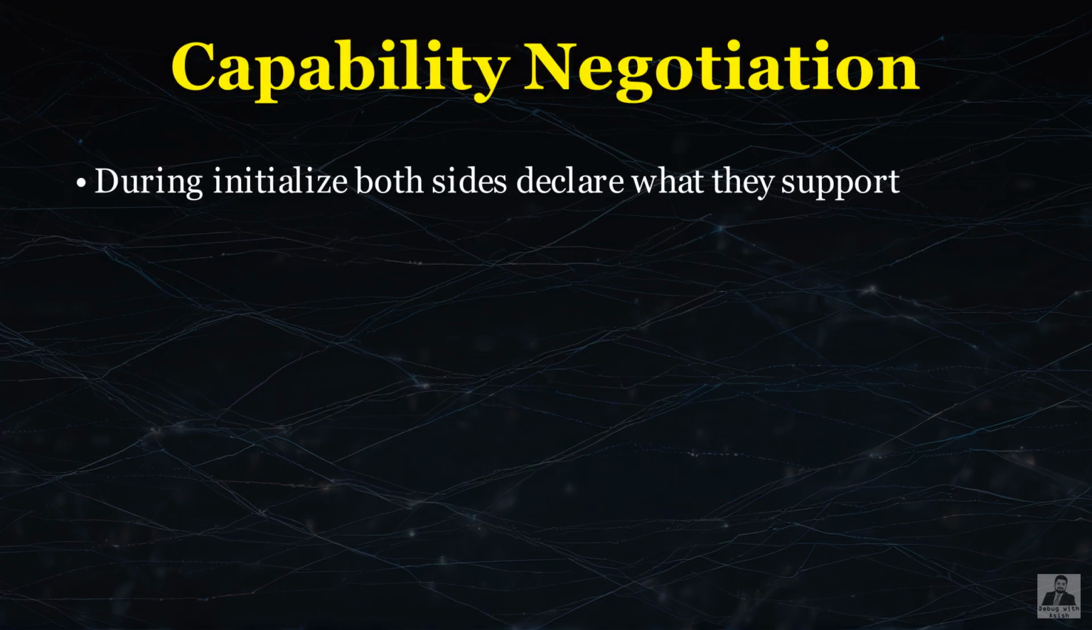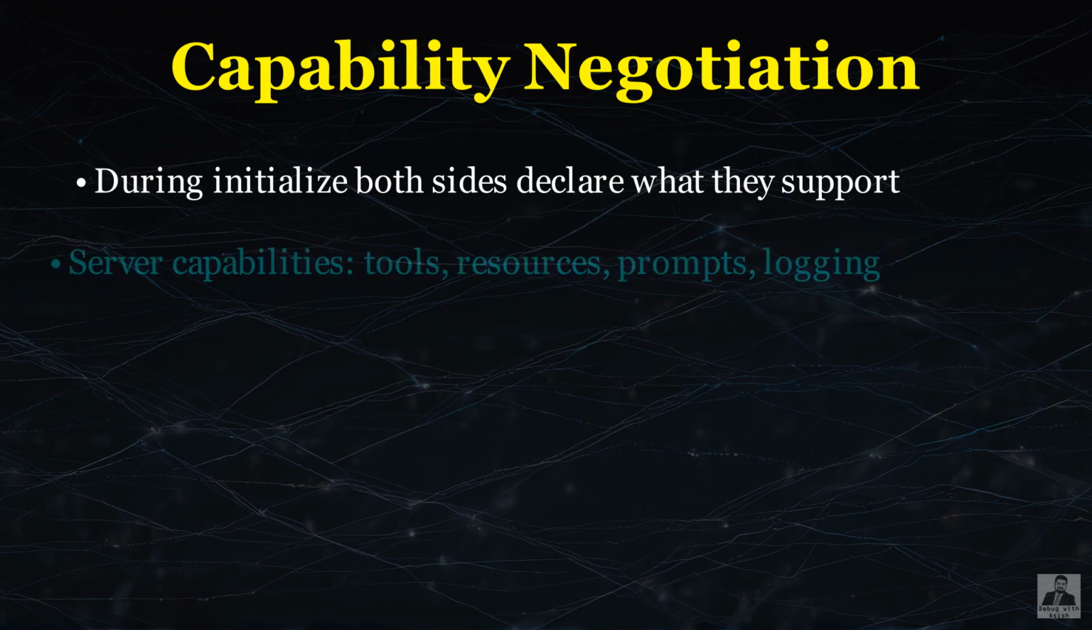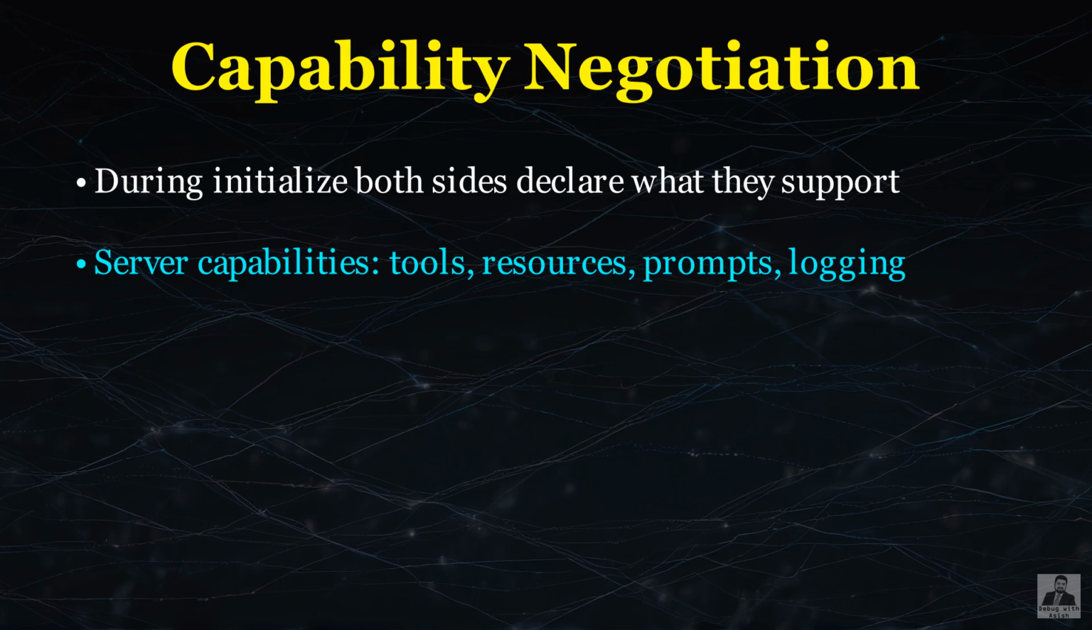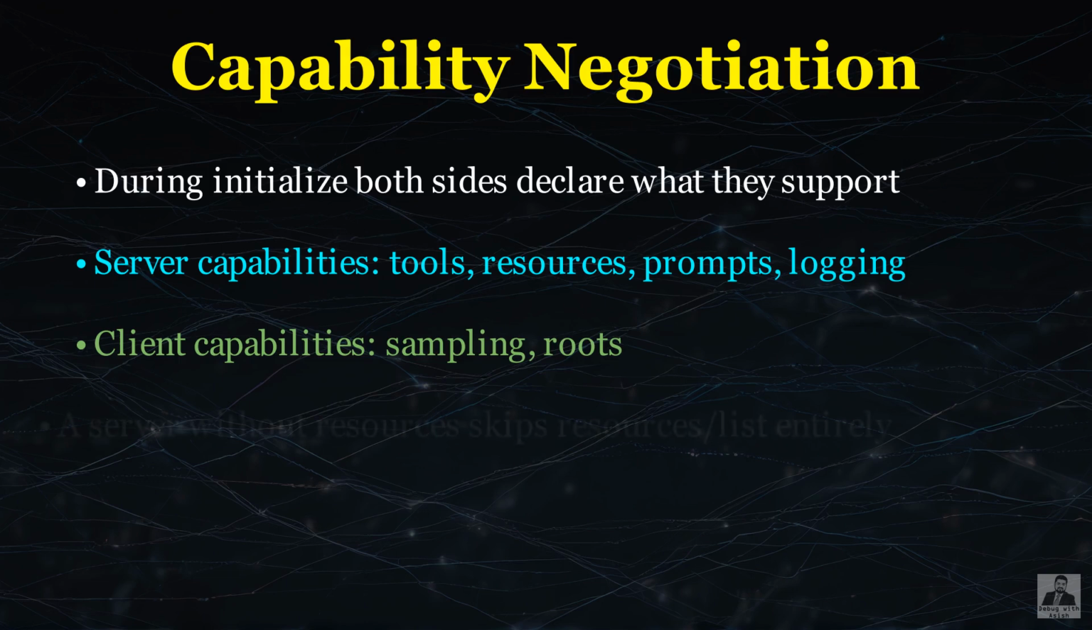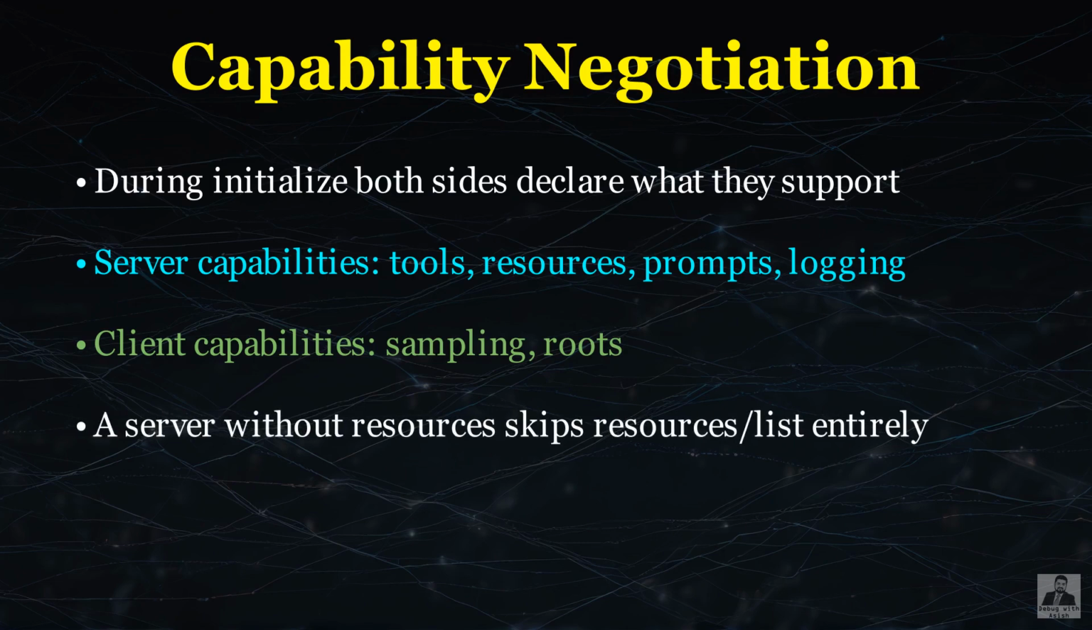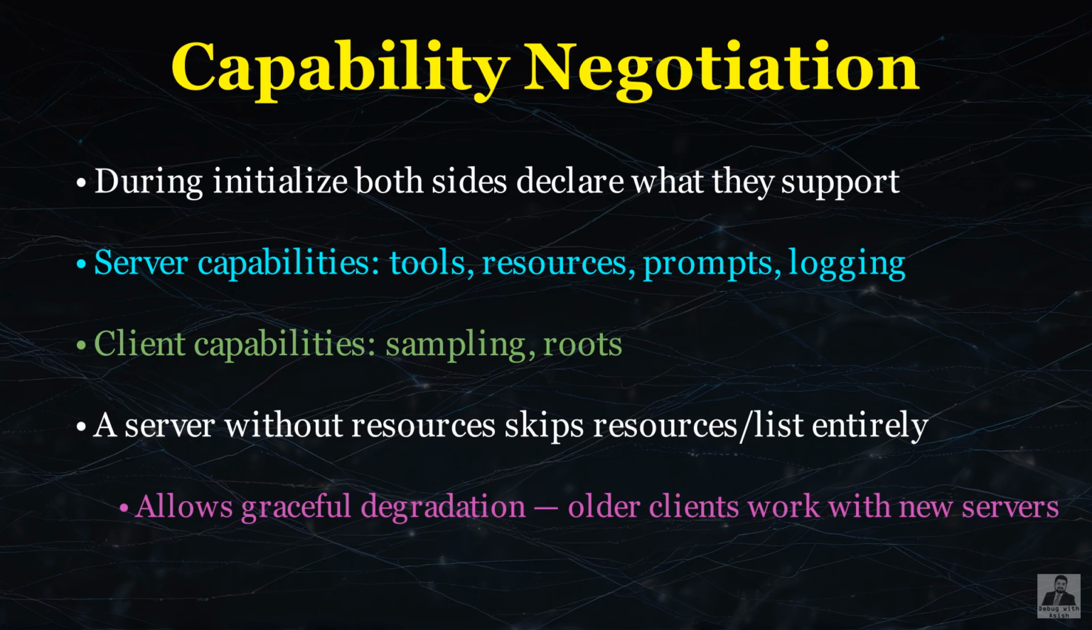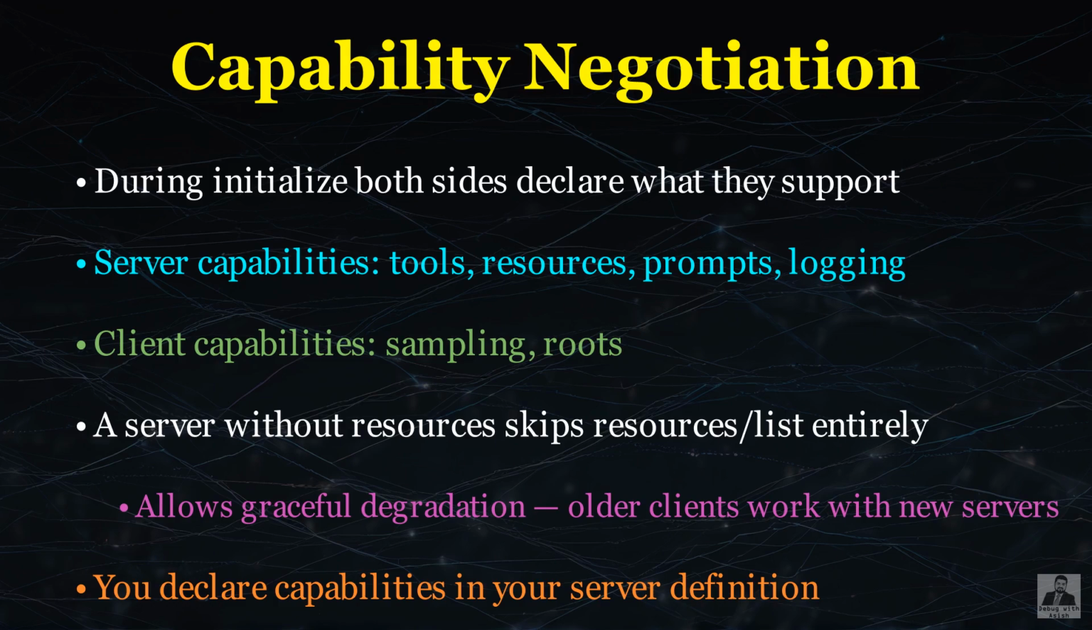Capability negotiation happens during the initialize handshake. The server declares which capabilities it supports from the set of tools, resources, prompts, and logging. The client declares its own capabilities, including whether it supports sampling, which allows the server to request language model generations. A client that sees a server declaring no resources capability simply skips sending resources/list. This allows older clients to work with newer servers without crashing. When you build a server, you declare exactly which capabilities it exposes.